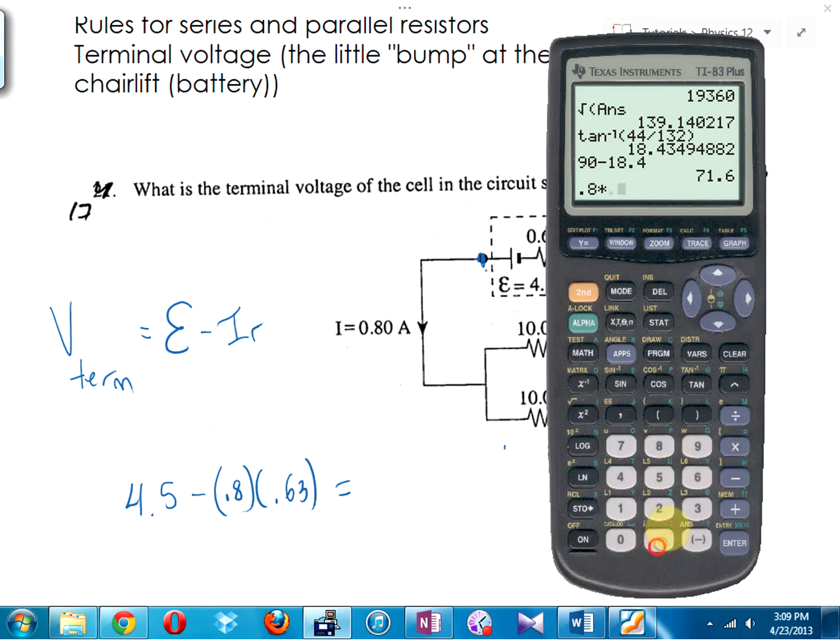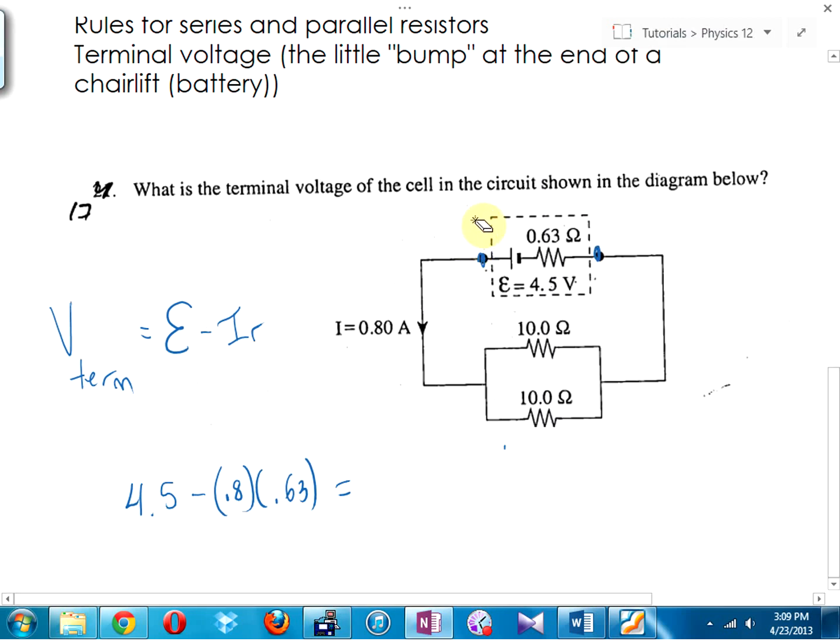0.8 times 0.63, 4.5 minus 0.504. You know what? The terminal voltage is 4 volts. This voltage right here, if I combine the bump, my chairlift actually isn't 4.5 volts high. It's actually 4 volts high if I include the little bump at the end of the chairlift.